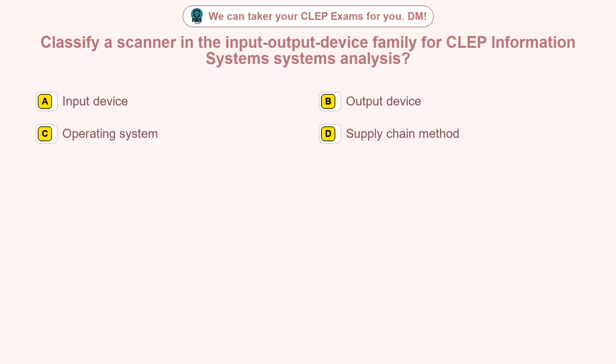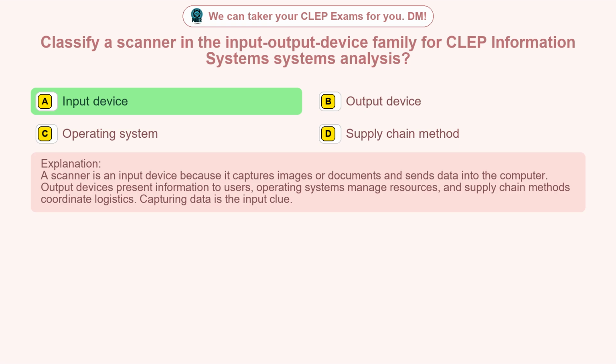Question 54. Classify a scanner in the input-output device family for CLEP Information Systems analysis. Option A, input device. Option B, output device. Option C, operating system. Option D, supply chain method. The correct answer is option A, input device.